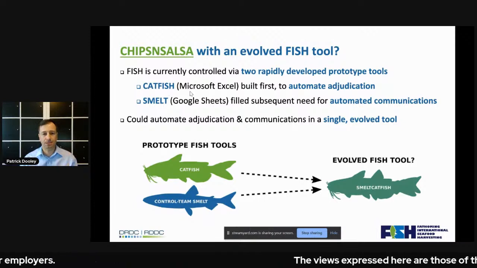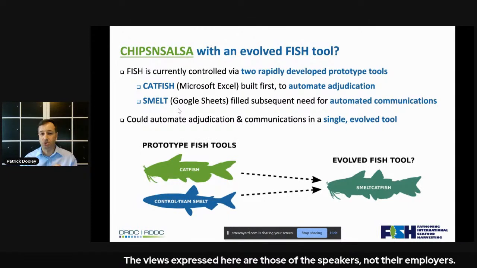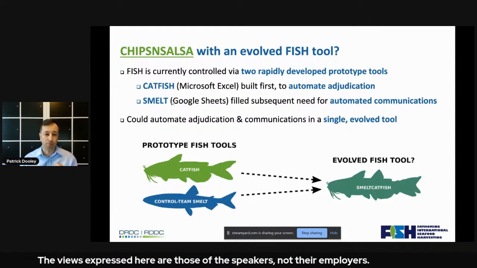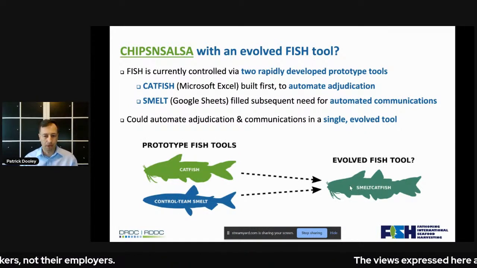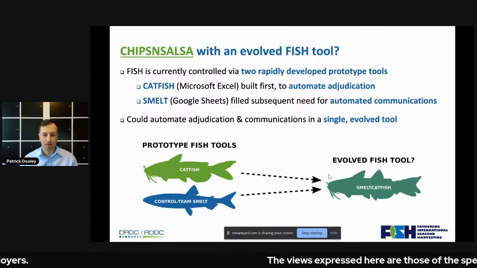We did our first play test, said, wow, that adjudication worked well, but the move submission and detection reporting is too slow. It needs to be automated. So we built SMELT, did a second play test, worked really well. So now we can look ahead and say, maybe we can make an evolved tool for FISH that does all the functions of both of these tools and combine them into one.